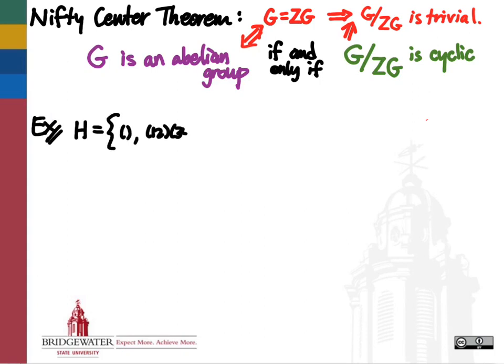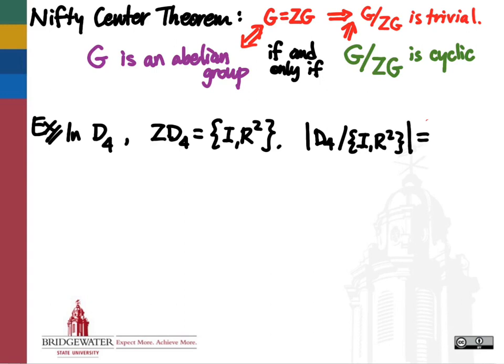Here's an example of how you might directly use the Nifty center theorem. So suppose for a minute that I think about the dihedral group of the square. The center of the dihedral group of the square is these two elements, the identity, which commutes with everything, but also the 180-degree rotation of a square commutes with everything. So what are we going to get if we take the quotient of this dihedral group by its center? Well, the group itself has 8 elements. The center has 2 elements, and so the index of that subgroup in D4 is 4. And so my quotient, my factor group, will be a group of 4 elements.